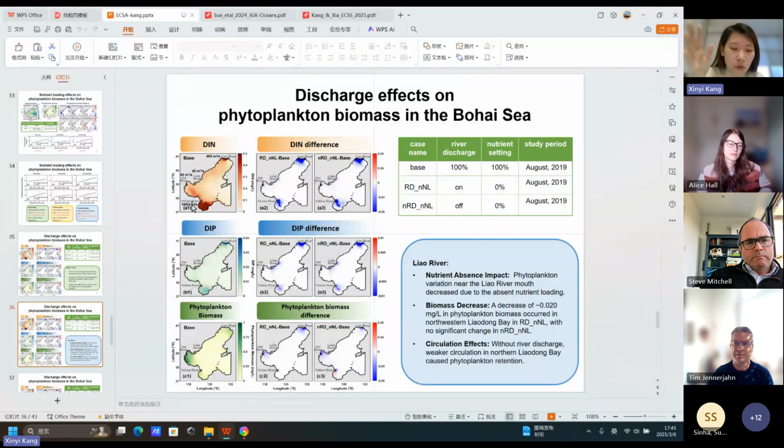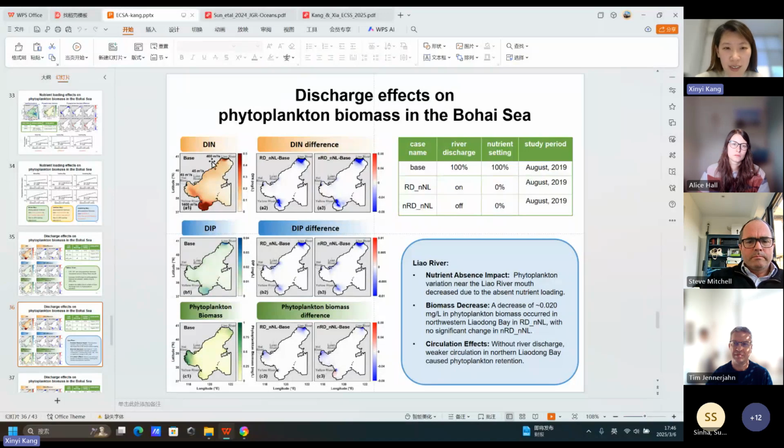And previously, before the artificial dams, the river flux was very high. However, after the reservoir applications, we have a lower river flux than before. This is for the Yellow River. And for Hai River, Luan River, and the Liao River, for the other 3 rivers, normally their river flux is quite low, less than 100 cubic meters per second.